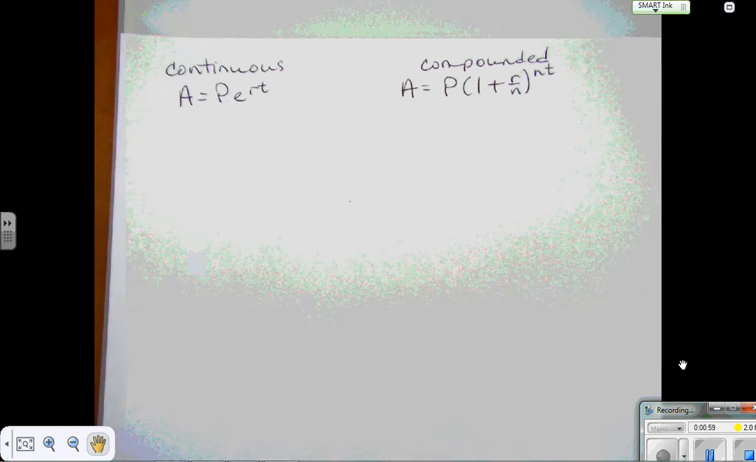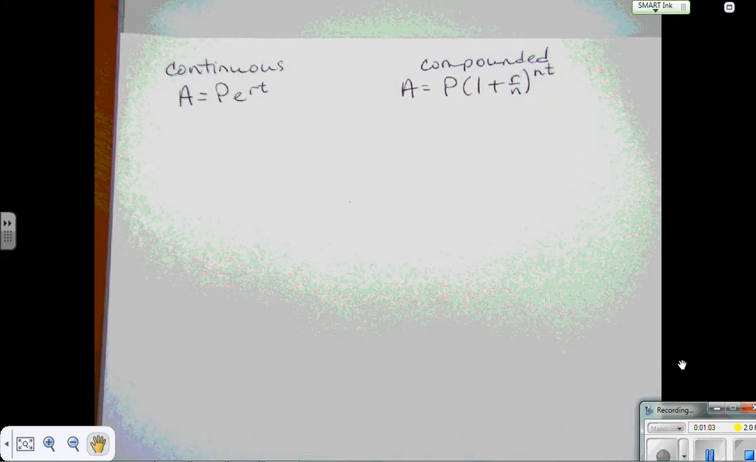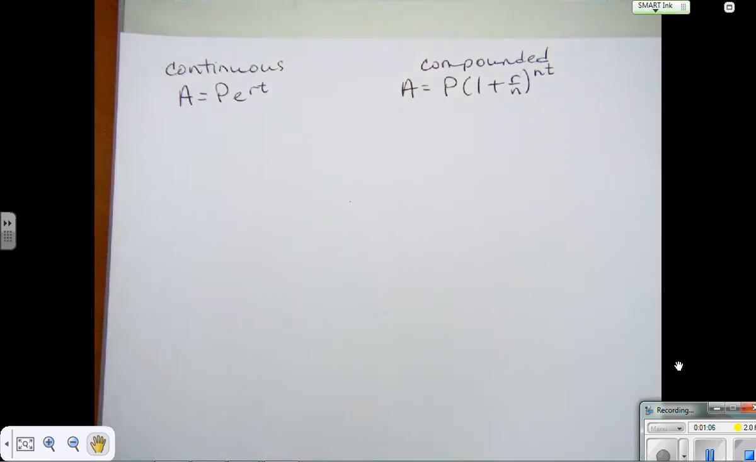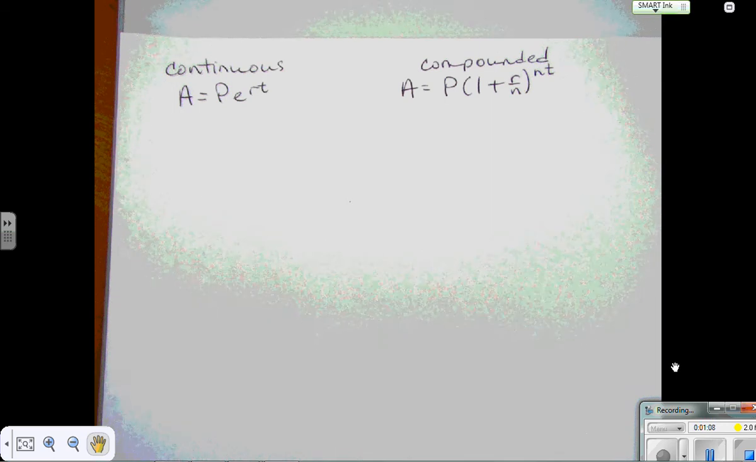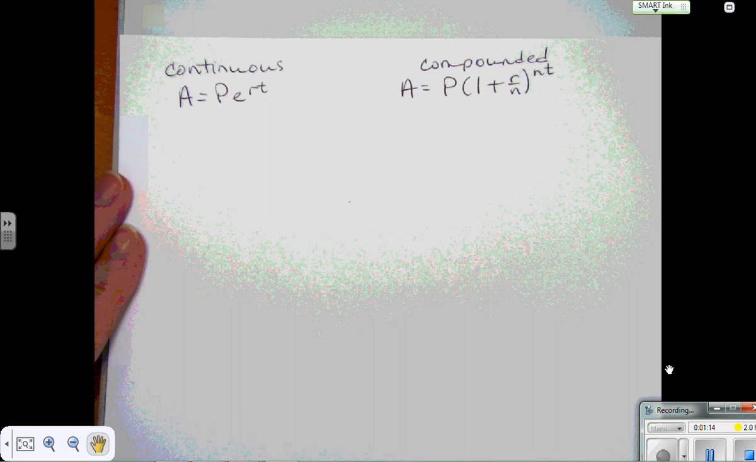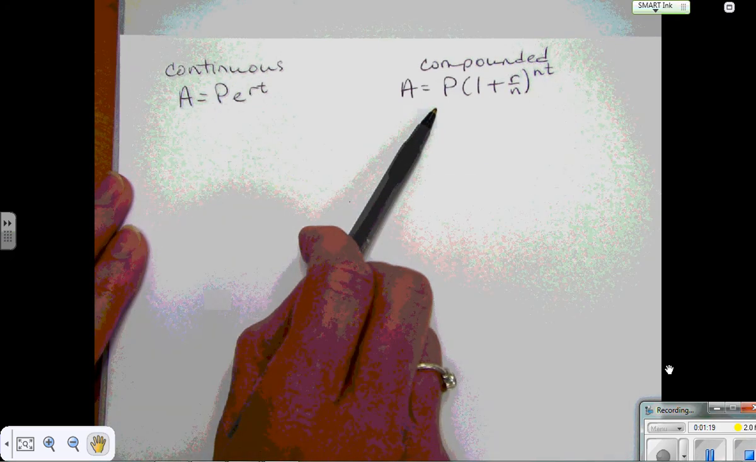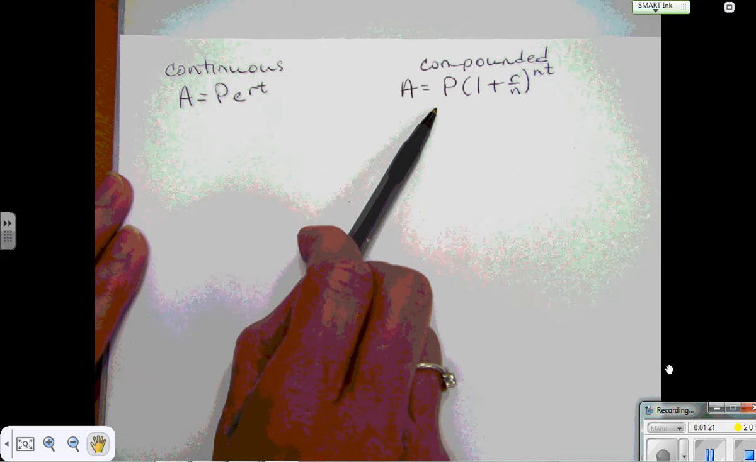P is the principal, R is the interest rate as a decimal, N is the number of times compounded each year, and T is the number of years invested. So let's look at number 1. Suppose that $2,000 is invested at 7.5% interest, compounded annually. So since it's compounded annually, that's telling you we're going to be using the second equation. How many years will it take for the money to double?